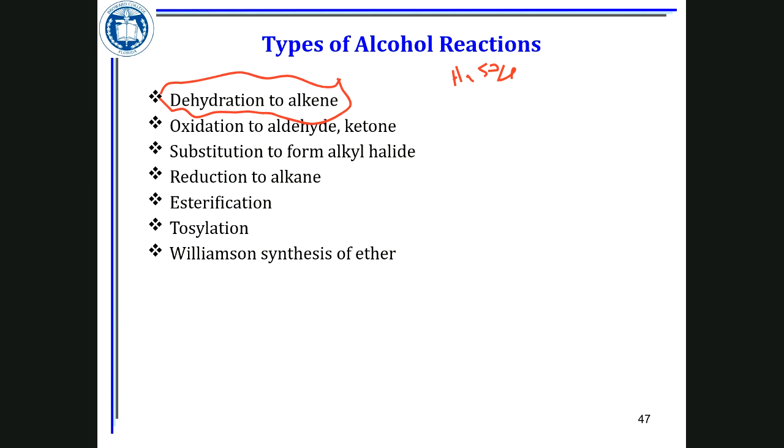If you have a primary alcohol, you can oxidize to aldehyde, and a secondary alcohol oxidizes to ketone. Reduction is going to prepare alcohol, but oxidation is going to consume alcohol to form either aldehyde or ketone. Substitution forms alkyl halide. So if you have OH, you would add PBr3. This is going to give you C-Br.